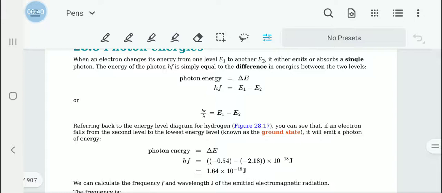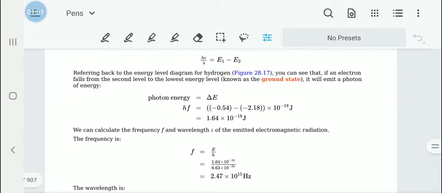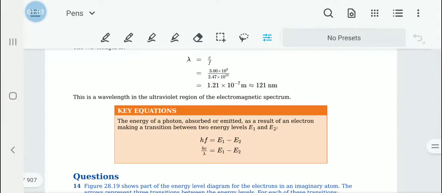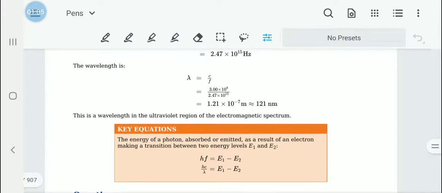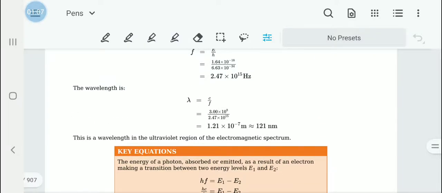Now we know that there are two equations for photon energy, hf and hc upon lambda. So these two are going to be equal to the difference between the energy levels. So photon energy is equal to delta E. Delta E is taken as E1 minus E2. As a result, we will get two equations: hf equals E1 minus E2, and hc upon lambda equals E1 minus E2.